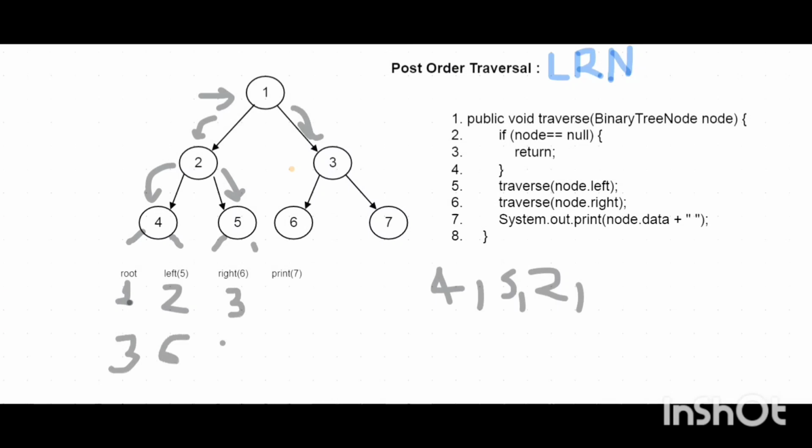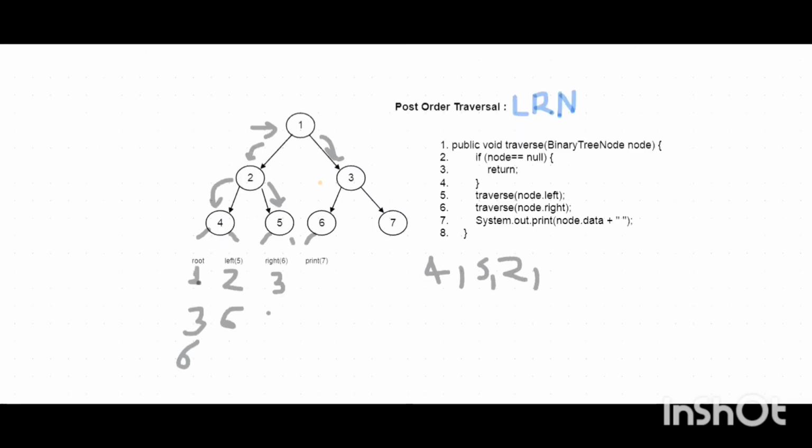And node 6 is again not null. So from line number 5 for node 6, we will be moving on to the left side of node 6. On the left side of node 6 we have null, so null will be passed to the traverse method. Since node is null, control will return from line number 3. We have nothing to visit here. I'll remove this entry.